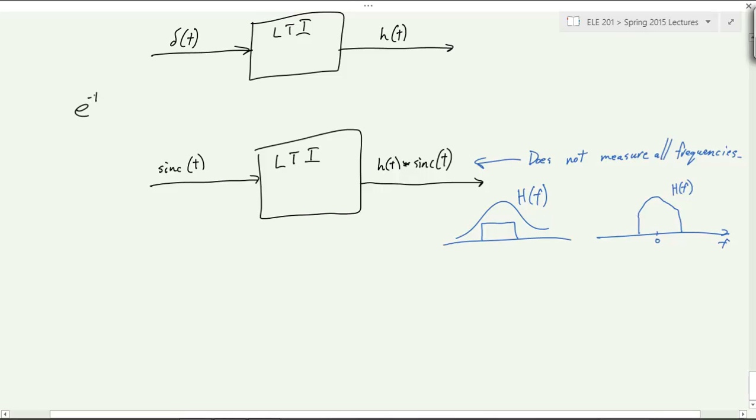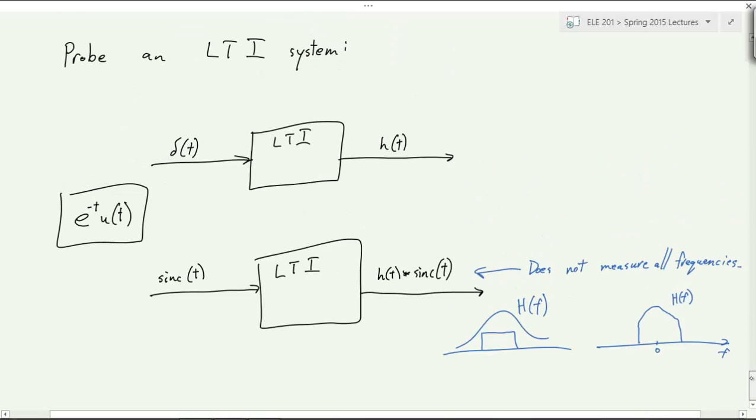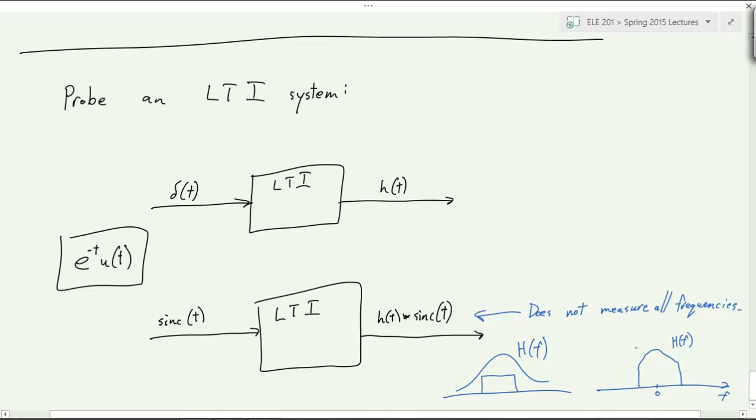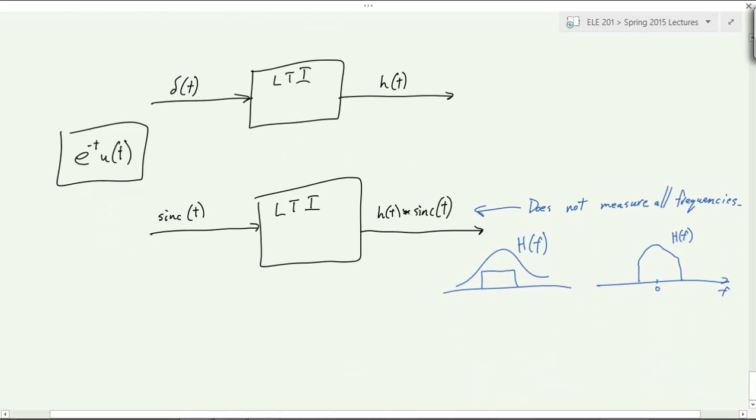So here's an example of one that would actually work. If you did this as your input, take the Fourier transform of that, and you'll see it's non-zero everywhere. So that actually would tell you all frequencies, the entire characterization of your system. Essentially, what you want to do to recover h of t is take this output and filter it through the inverse associated with the input signal. But sinc of t does not have an inverse because it has frequencies that have zero amplitude. Delta does have an inverse, it's just delta. And this e to the negative t u of t does have an inverse.